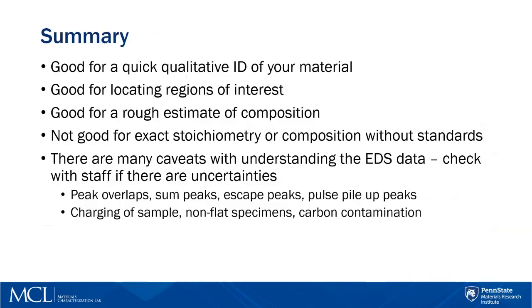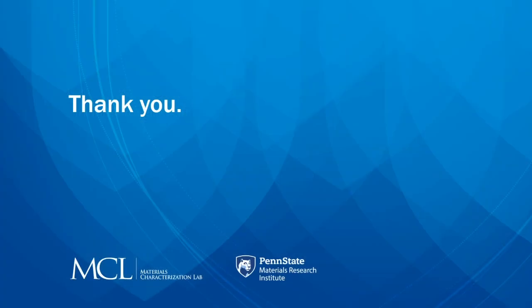In summary, EDS is really good for a quick qualitative idea of your material. What do you have? It's very good for locating regions of interest, such as phases. It's very good for a rough estimate of composition. Not precise, but rough. If you want the exact stoichiometry composition, you really do need standards. There are a whole lot of caveats in addition to peak overlaps in order to understand your EDS data. I recommend that you check with staff if there are any uncertainties, such as the ones listed below, like peak overlaps, your sample's charging, it's non-flat, you're getting a lot of weird peaks that don't seem to match up. Come see one of the staff, and we can help you with it.